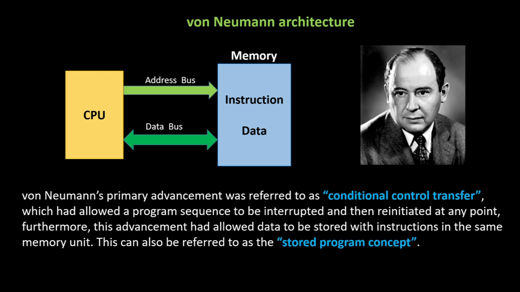One of the primary advancements in von Neumann architecture was the concept of conditional control transfer. This allowed program sequences to be interrupted and resumed at any point, making programs more flexible and efficient. Another fundamental aspect is the use of a single memory unit to store both instructions and data. Unlike earlier systems with separate memory units, this integration simplified programming and improved overall efficiency.